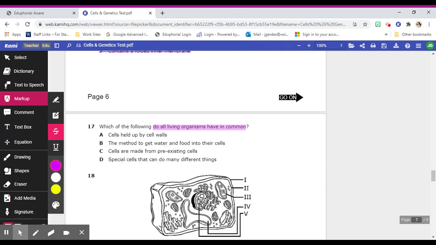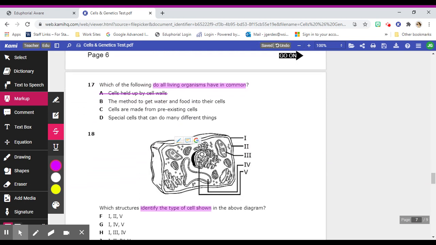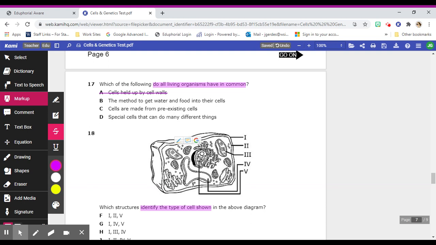Okay, number 17. Which of the following do all living organisms have in common? So what do all cells have? Or what do all, I should say, all living things, but it has to go with the cell theory, is what I meant to say. So A, cells held up by cell walls. Well, no, not all cells have cell walls. A method to get water, food in their cells. That's not true because plant and animal cells function very differently as far as food production.